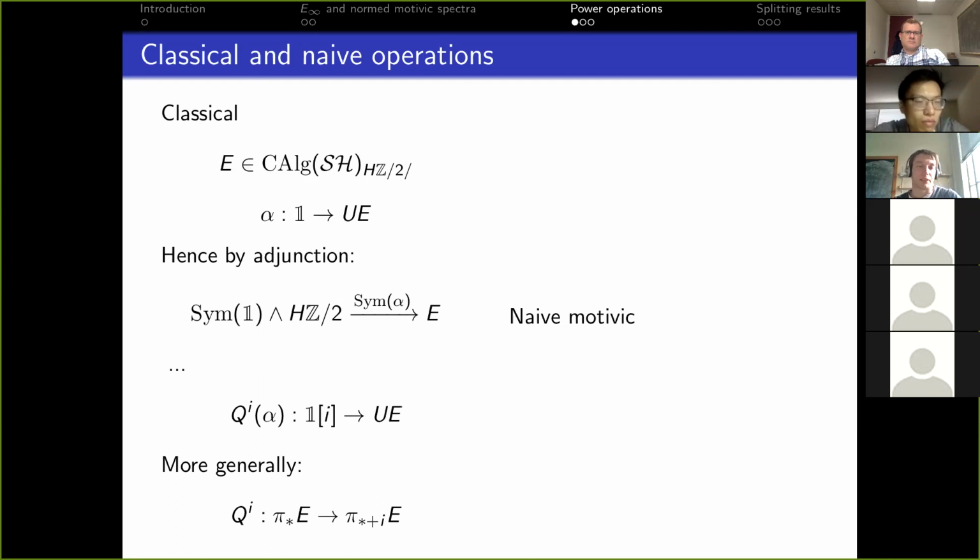And so this is what the power operations are. Basically, there are some operations from the homotopy groups of E to the homotopy groups, shifted a little bit, also of E. And then you can study their properties in detail, and they have many interesting properties. So for sure, they're natural in ring morphisms in E, and so on and so forth. I don't want to bore you with this.